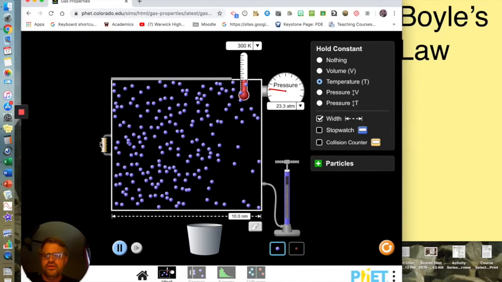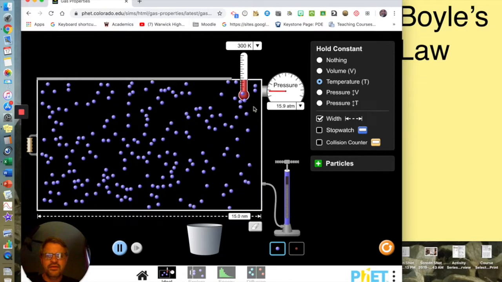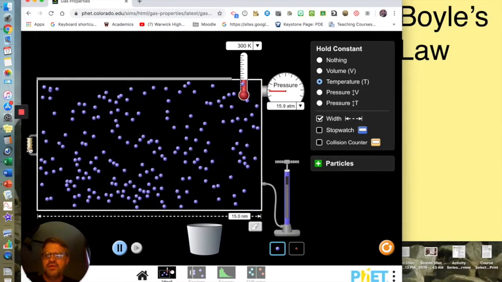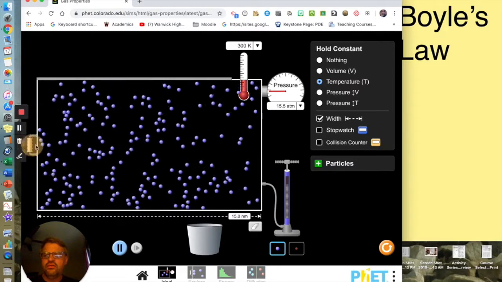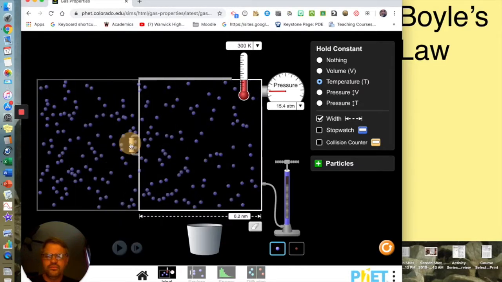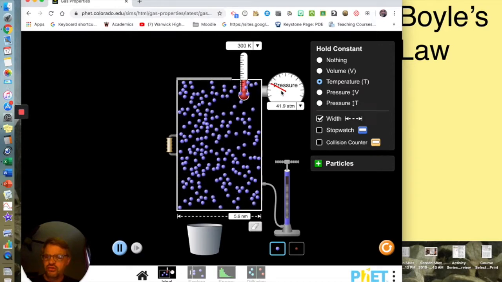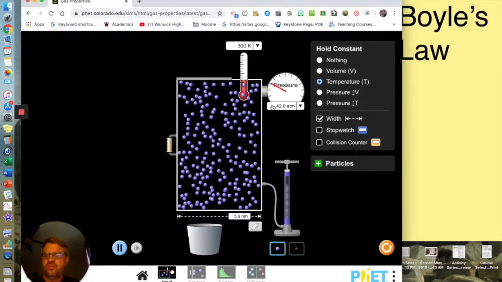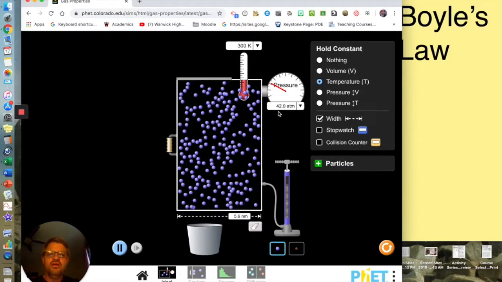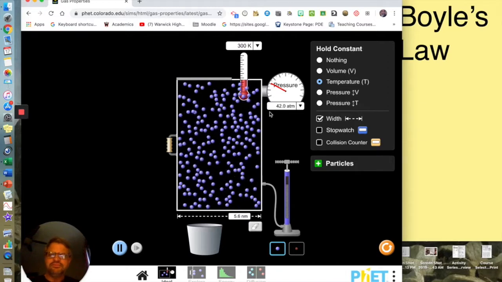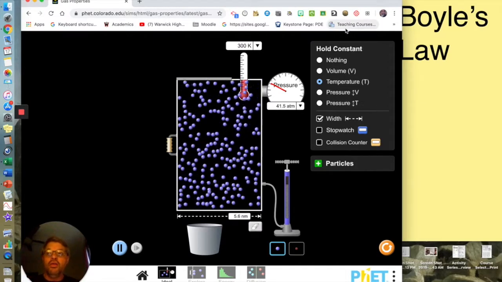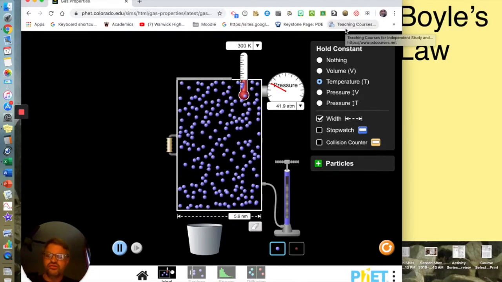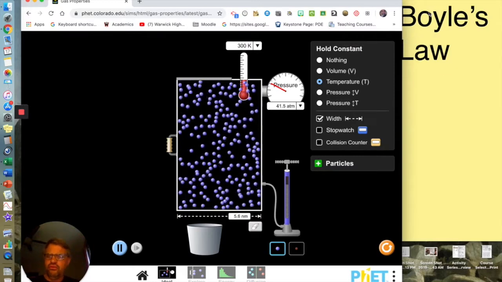So if volume increases, the pressure decreases. With this large volume, the pressure is down to 15. If we decrease the volume, the pressure increases. The volume went down from 15 to a little more than 5, and the pressure increased from 15 to almost 42. Okay? So Boyle's law: larger volume, lower pressure; smaller volume, greater pressure. It's an indirect relationship. That's Boyle's law.